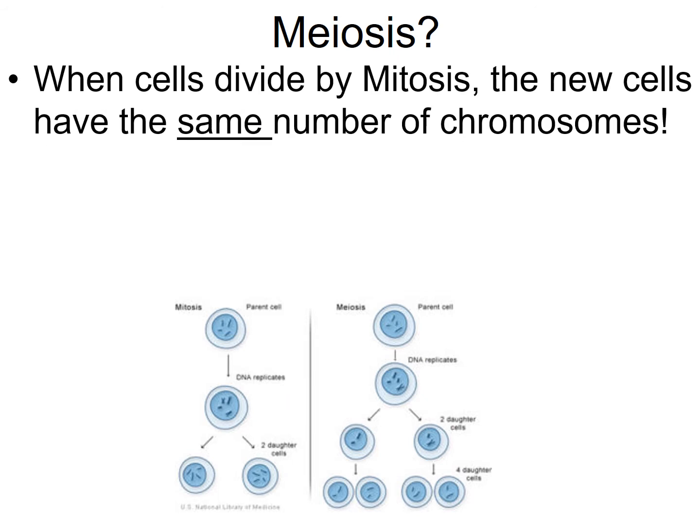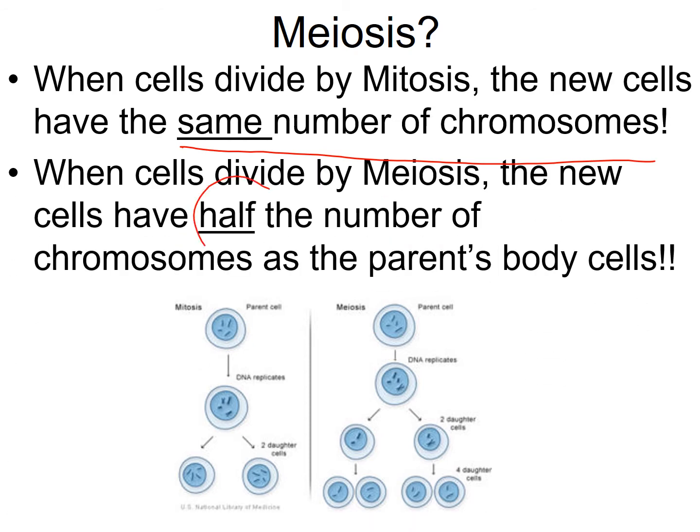So let's go back over meiosis. When cells divide by mitosis, the new cells have the same number, right? But in meiosis, remember, it is half the number. So if we start with 46, we're going to end up with 23, okay?